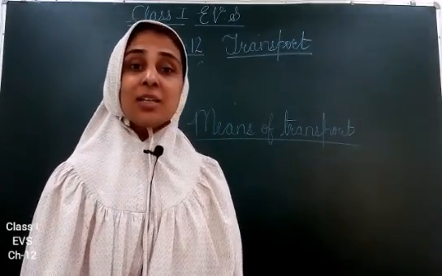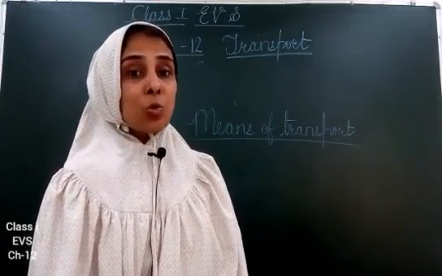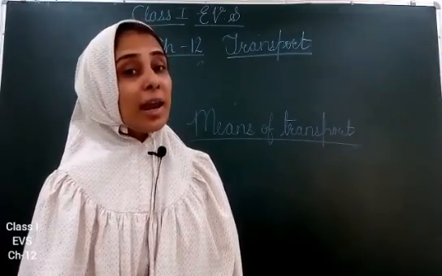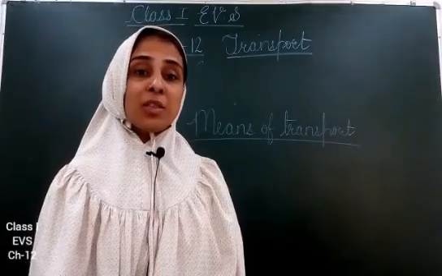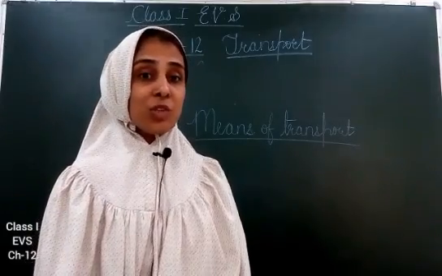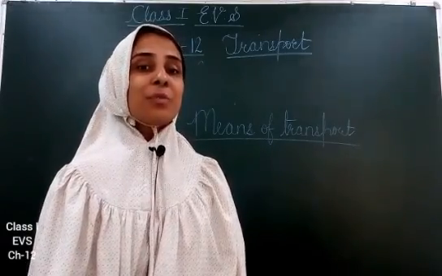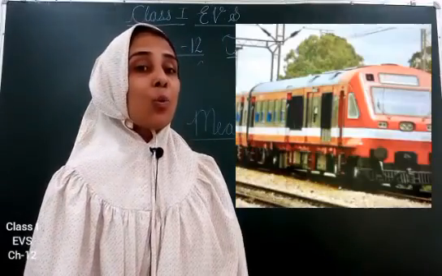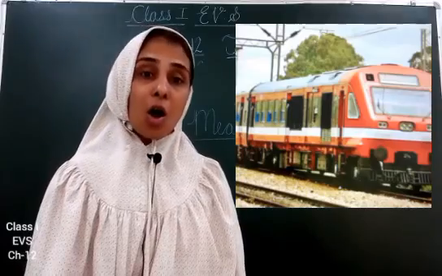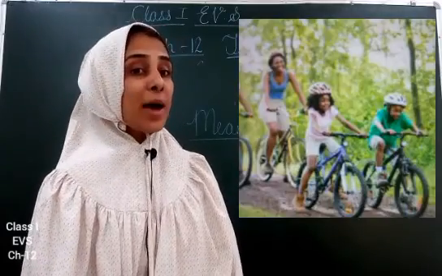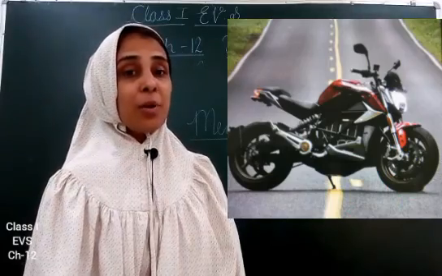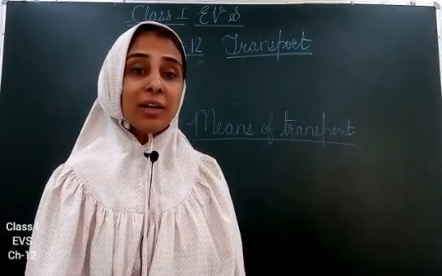Motorcycles, bicycles, scooters, there are so many things which run on land. So that is our means of land transport. Which are they? We'll give examples: car, bus, railway, auto rickshaw, bicycle, motorcycle. So these are all examples of means of land transport.